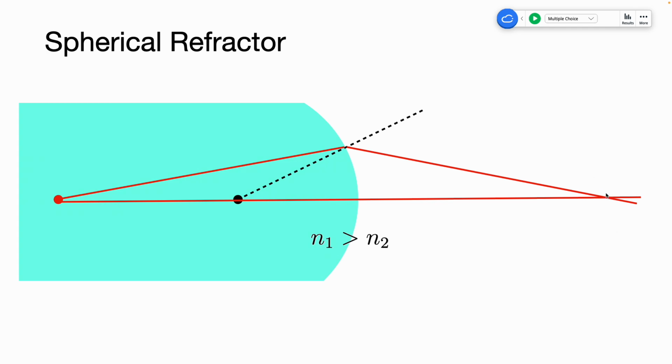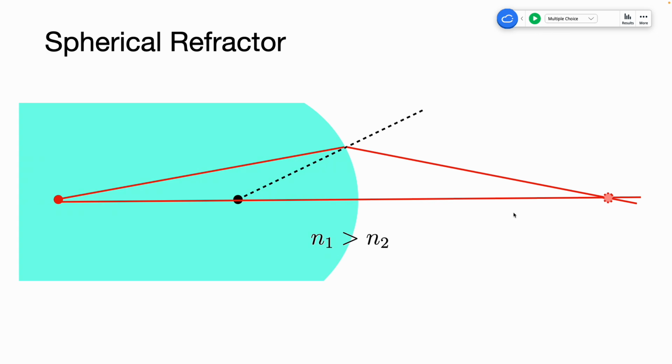So if your eyeball is further away from here, you will think that there's a point source at this point because the light all comes from this point. Therefore, you will think that the point source is not in the glass, but somewhere in front of the glass. This is how this spherical refractor forms an image by refraction. Any question?